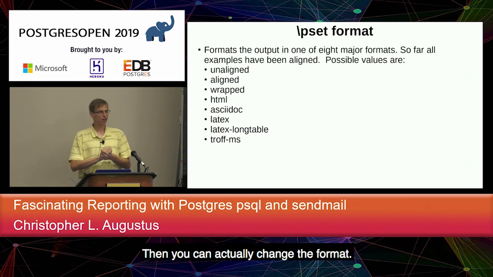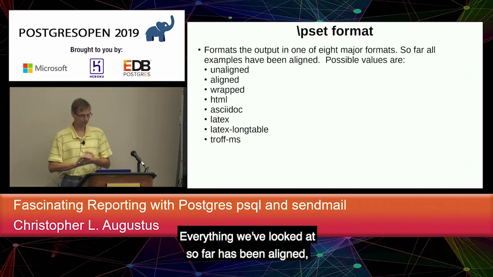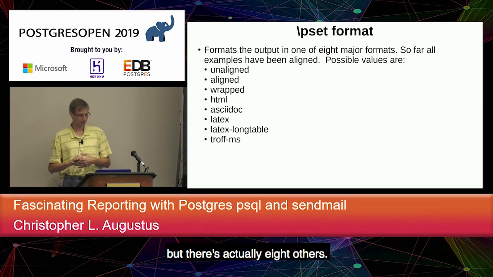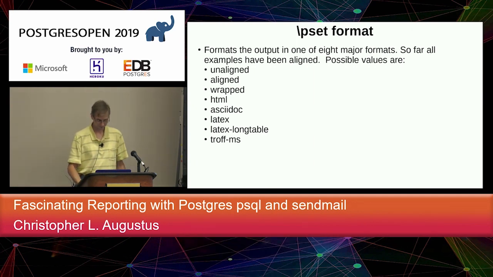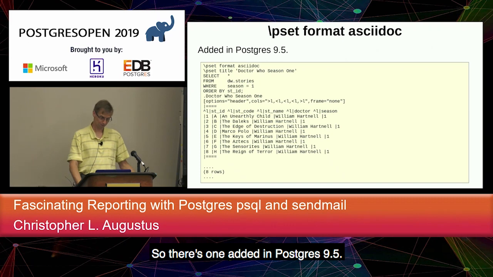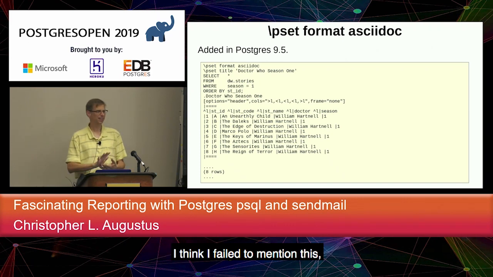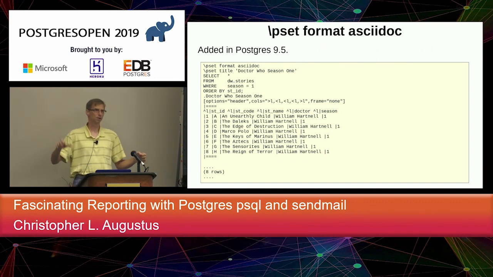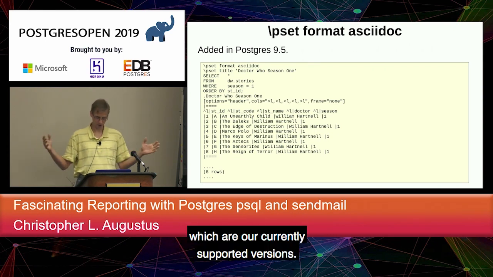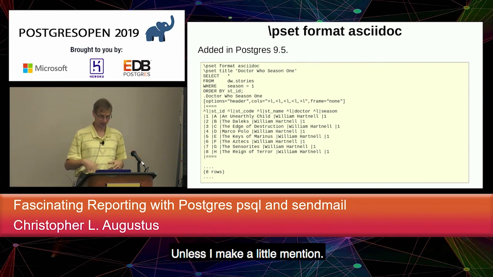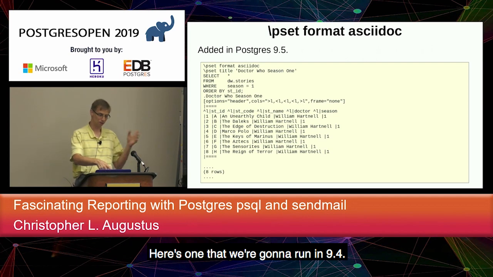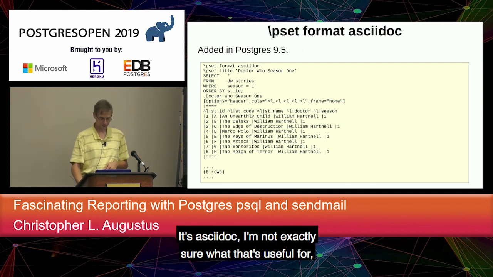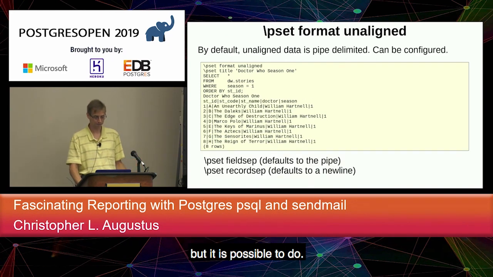And then you can actually change the format. Everything we've looked at so far has been aligned, but there are actually 8 others. There's one added in Postgres 9.5. I think I failed to mention this: all these examples run in Postgres 9.4 to 11, which are our currently supported versions, unless I make a little mention. And here's one that wouldn't run in 9.4. It's ASCII doc. I'm not exactly sure what that's useful for, but it is possible to do.